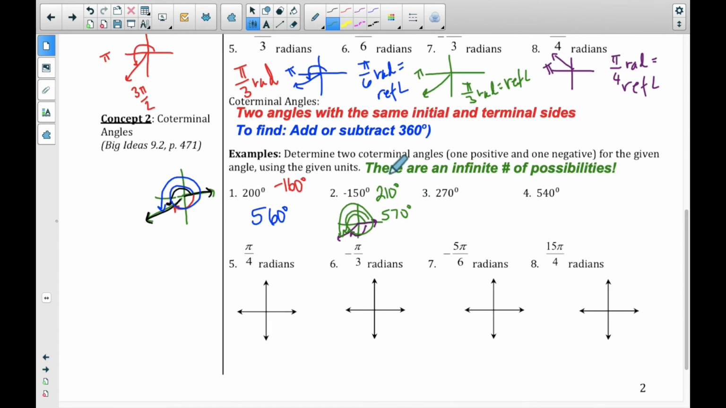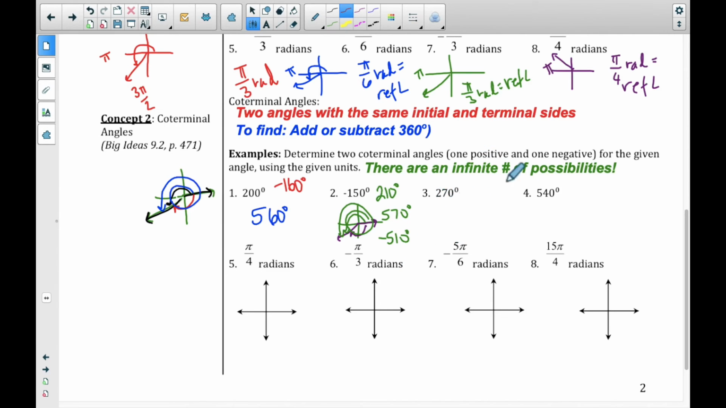They are all right. However, this question says, give one positive and one negative coterminal angle. So I've just come up with two positives, which is fine because there's an infinite number of possibilities, right? But I actually want to give one of my answers to be a negative. So I am going to subtract 360 from this, and that's going to give me a negative 510. So once again, all of these people are all correct. This angle could be talked about in any one of these modes. Any of those is fine. I think you're getting the point.